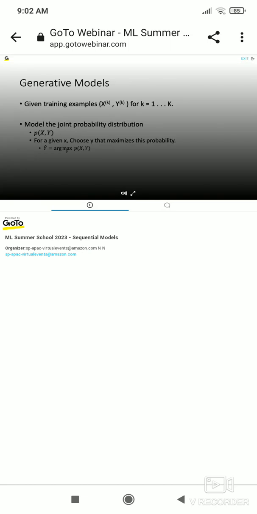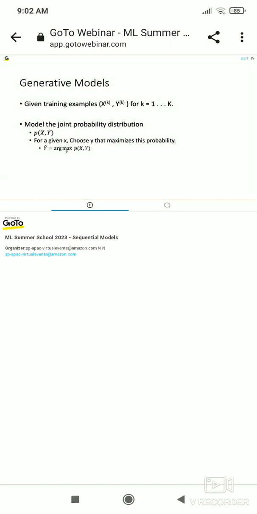comma y. Once we obtain the joint distribution, we can find the y hat, the y estimate, by computing the argmax of the joint probability distribution.